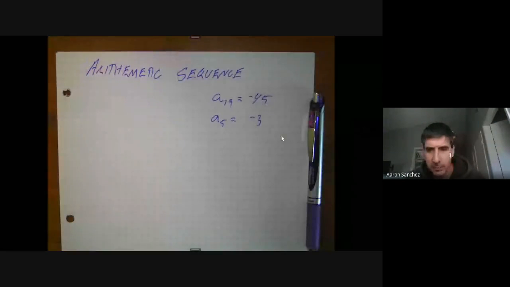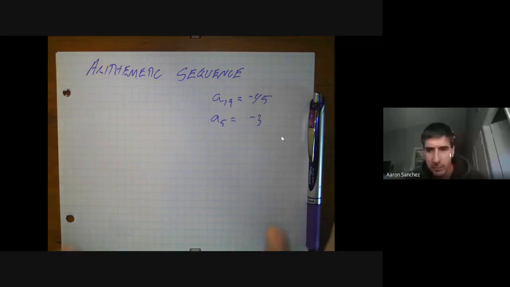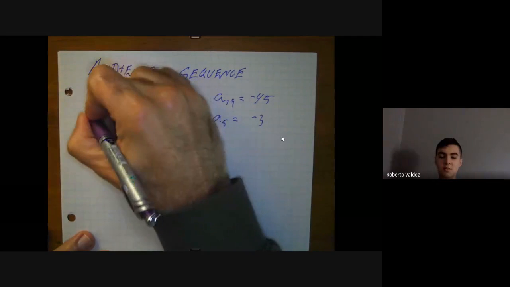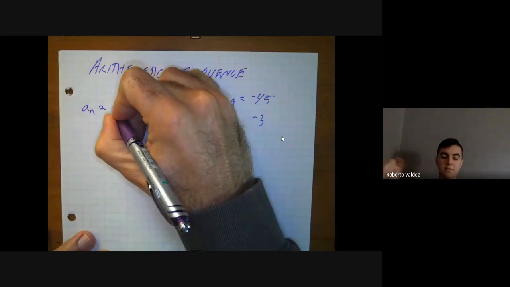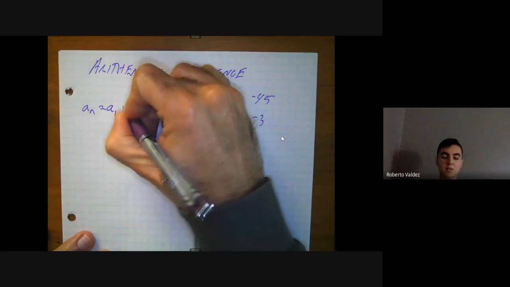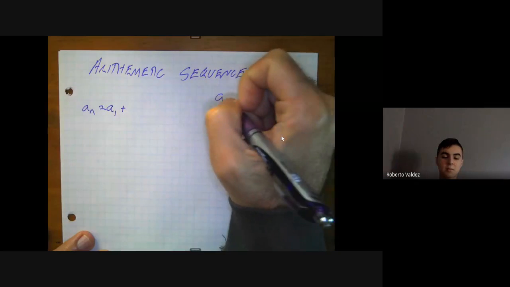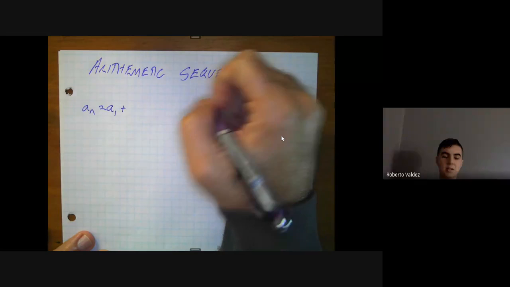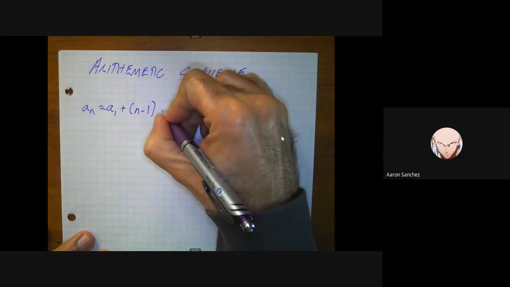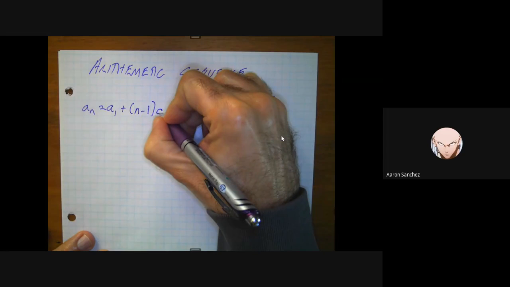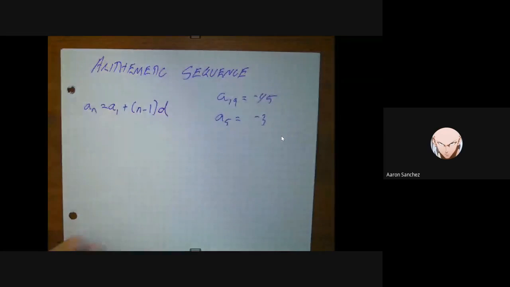Roberto, what is it? Do you know? Like the equation? Yeah, a sub n equals what? a sub n equals a sub 1 plus (n minus 1) times d. Yeah. Very good. Okay, so that's the one we're going to use.